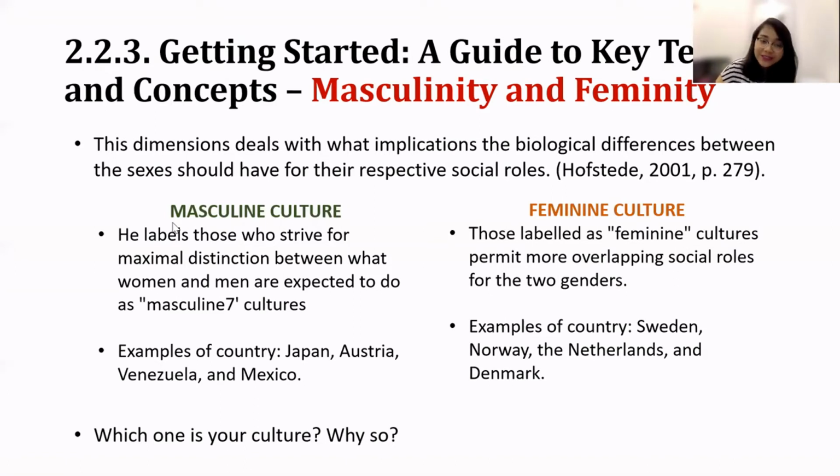Is it masculine or is it feminine, and why? How can you group your culture or your country as masculine or feminine? If you are able to provide certain examples of the people's behavior, that will be better.